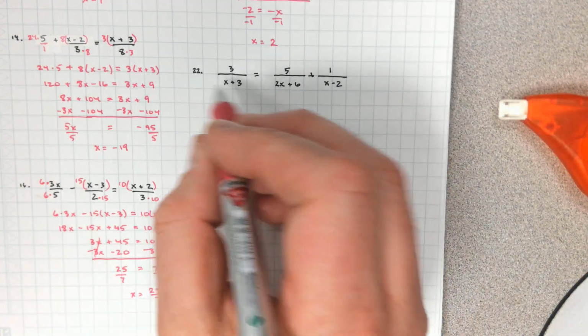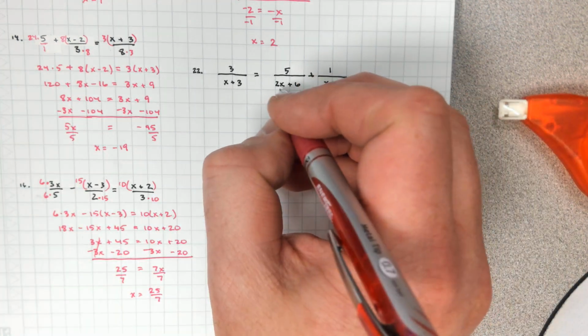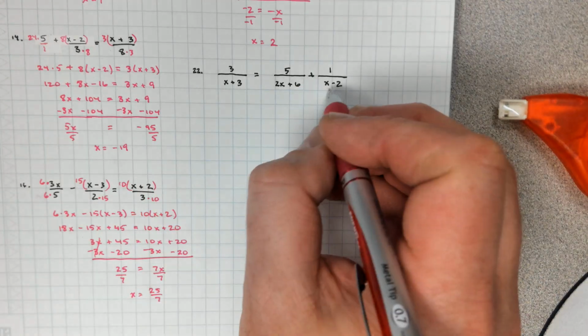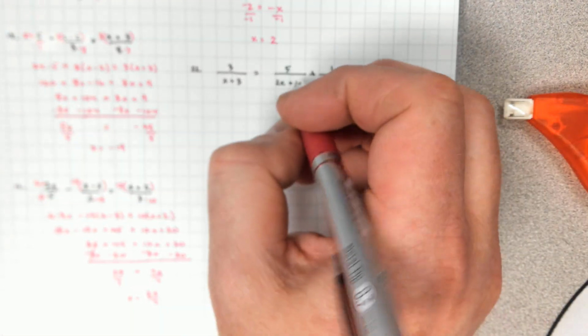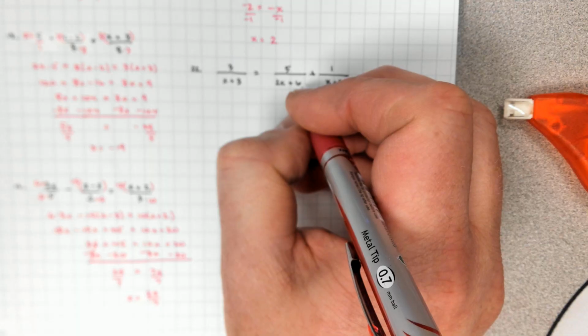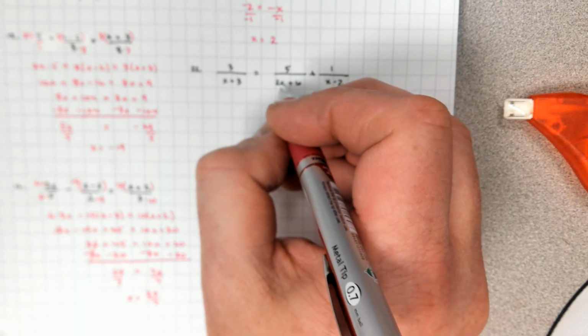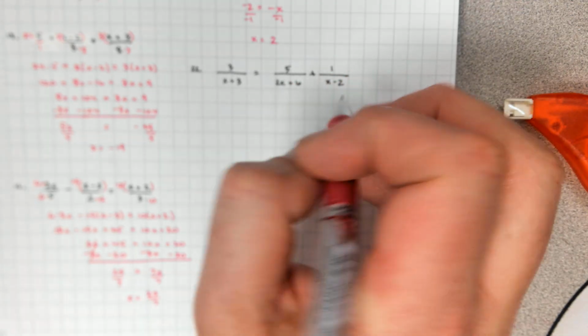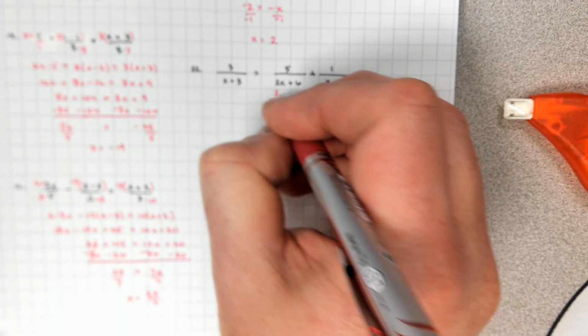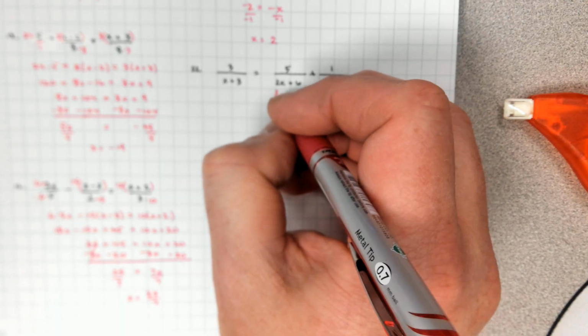Alright, we'll continue on with number 22. So number 22, when I look at this, I see x plus 3 and x minus 2. Those aren't the same. But then I have this 2x plus 6, which is also not the same, but it has a common 2, which I can factor out. So I'm going to factor that out so I can see what I have.